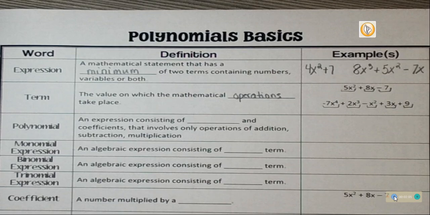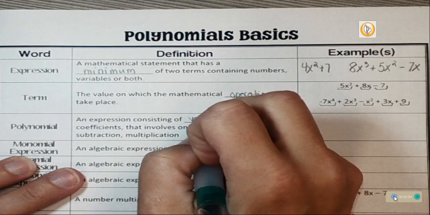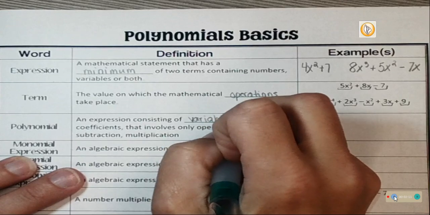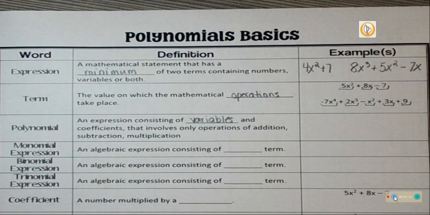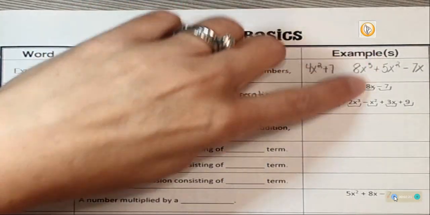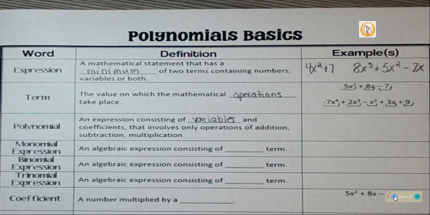So then a polynomial is an expression consisting of variables and coefficients and involves only the operations of addition, subtraction, and multiplication for us. So each of these things that we've written already, those are polynomials. Poly, if you remember back when you were learning suffixes in middle school, poly means many. So simply that means many terms.